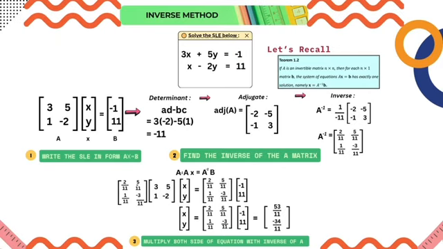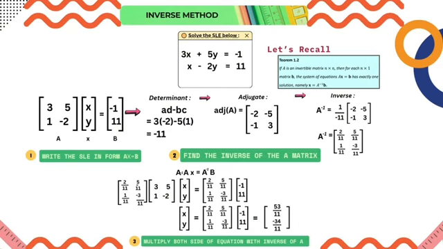The next thing is we must find the adjugate of the A matrix, and it will become [-2, -5; -1, 3]. The general formula of adjoint A is [D, -B; -C, A]. So from the A matrix, we interchange the A and D positions, while for B and C we put a negative sign on the numbers.